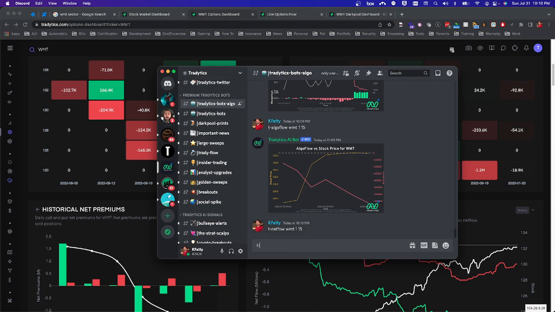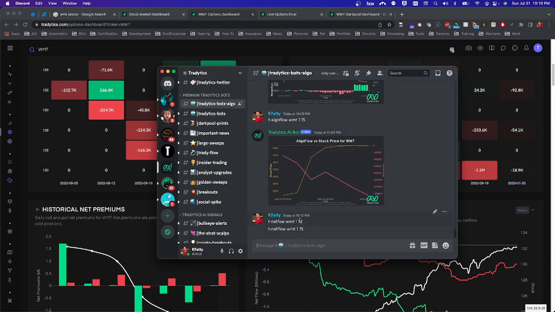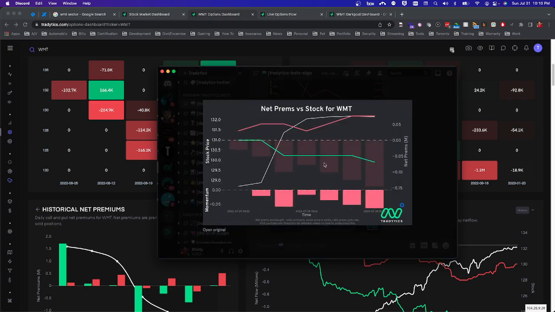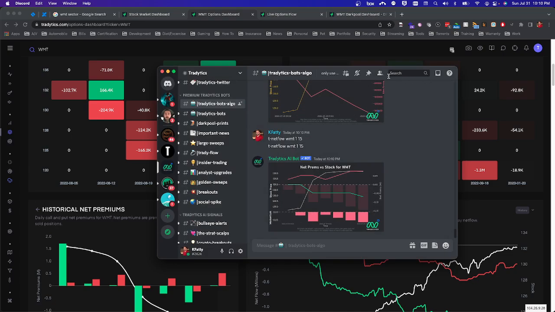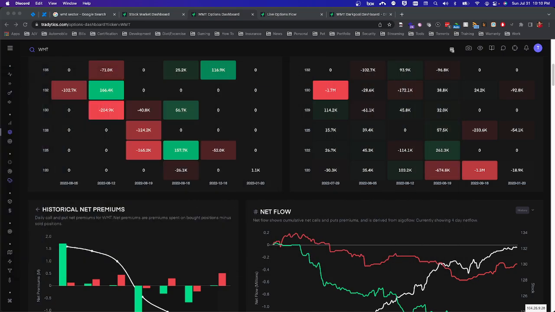Oh, I spelled it wrong. T net flow Walmart 115. Yeah, we're not going to see any difference here. Algo flow already showed that, but yep, puts on the rise, calls are selling. So bearish indication. That's wonderful. That's exactly what we'd hope to see.